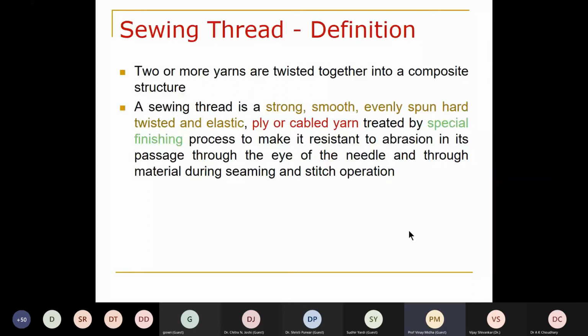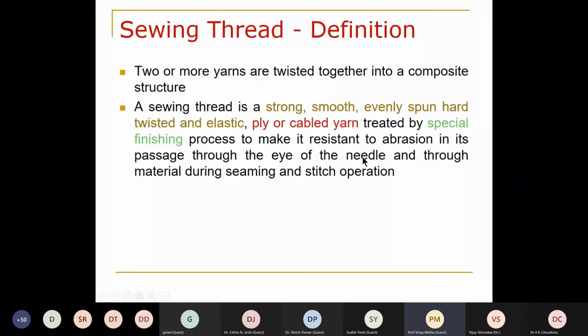So it has to be strong, smooth and evenly spun so that it can easily pass through the needle eye, and twisted, having some elasticity also. Then the construction part: it is a ply or cabled yarn. Then, to increase the smoothness of the sewing thread so that its frictional contact with the needle eye can be minimized, it is given specialized finishing treatments. Lubrication is done to make it resistant to abrasion in its passage through the eye of the needle and through the material during the seaming and stitching operation.